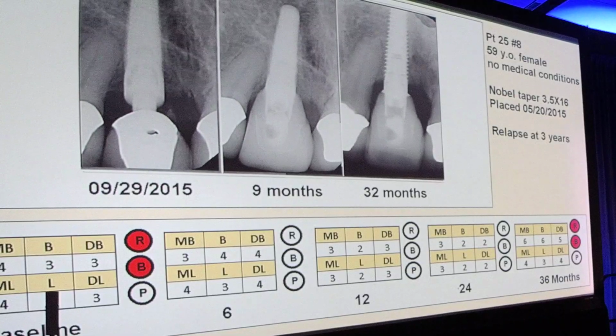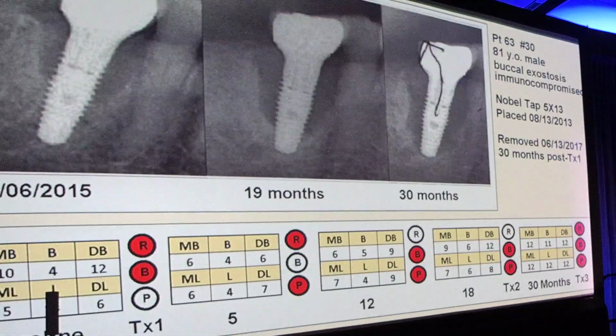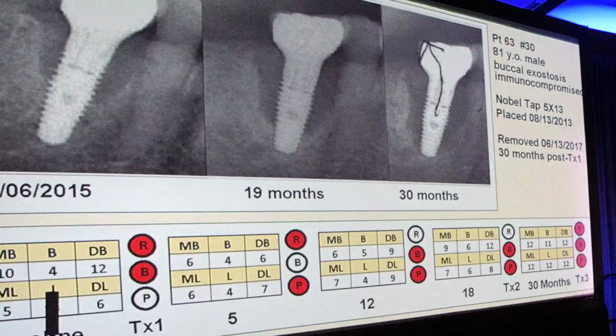They're shrinking even more. And look at 24 months. We got 3, 2, and 2, and no signs. And then 36 months. Look at this relapse. It relapses at 3 years, and now we've got 6, 6, and 5 on the buccal. And again, that's why we don't see it on the X-ray, because that's where the bone loss is. Here's an example of a failure case. We treat him over here at 2015. 19 months later, he's worsened considerably. 30 months later, I mean, it's about to fall out.